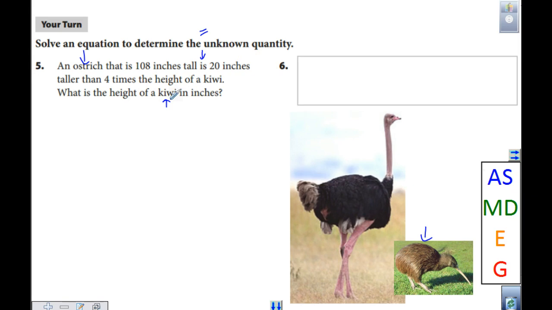Alright. Go ahead and see if you can write an equation and talk about it with somebody next to you. See if you guys can agree on what an equation should be. So go ahead and read this one on your own and write it in your book for number 5.